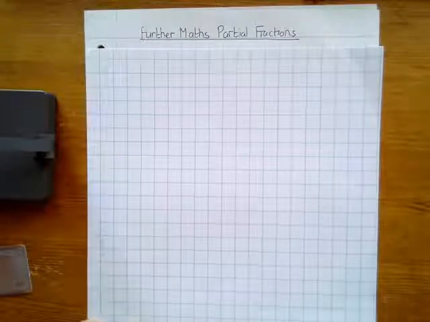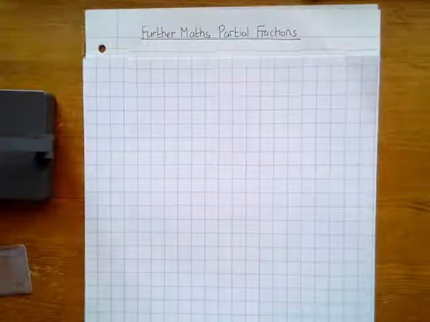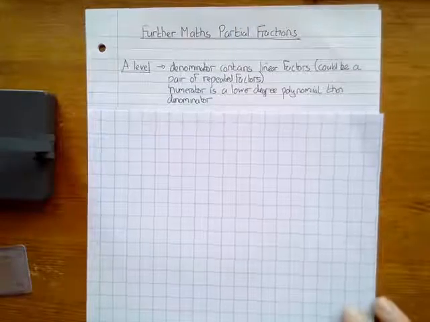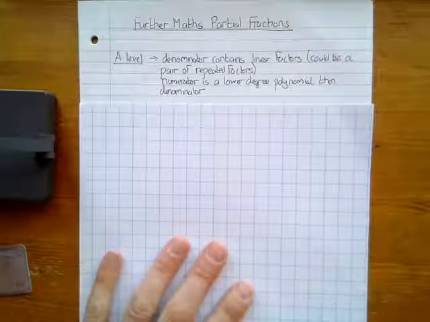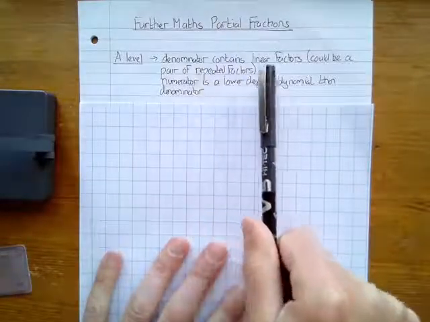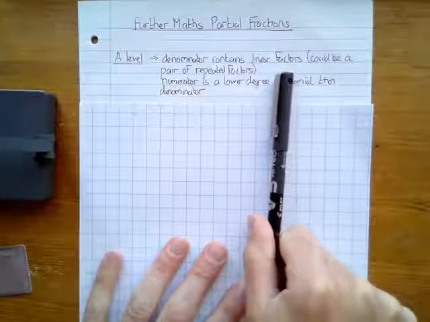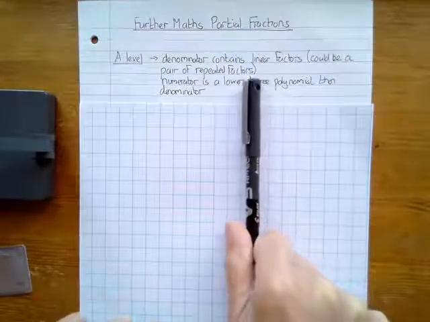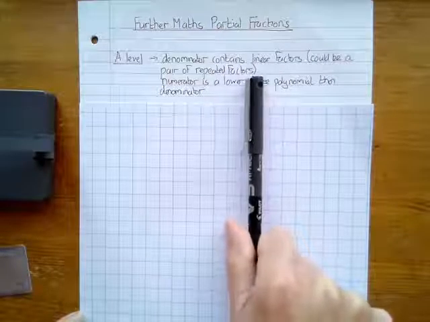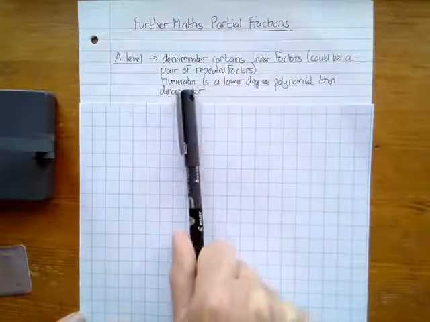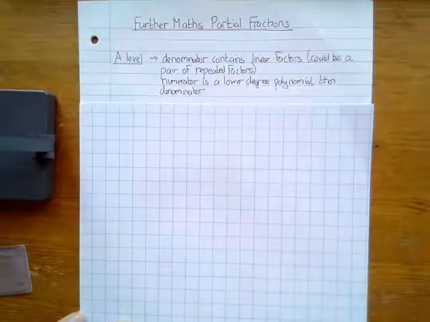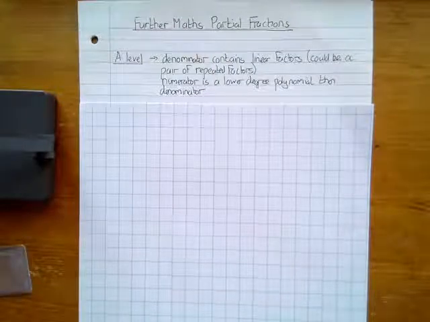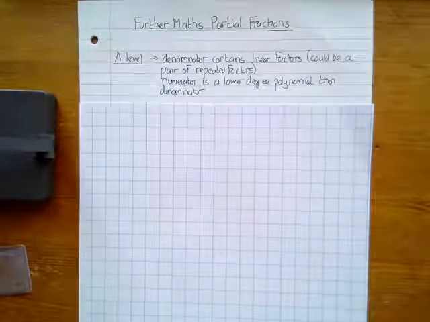So anyway, partial fractions. You will have met partial fractions already at A level. In fact, I think you might have already done the Year 13 partial fraction stuff, which is the following: a denominator containing linear factors, things like x plus 3, x plus 4. There could be a repeated factor, that's Year 13 only, where you get something like x plus 3 squared. But crucially, the numerator is always a lower degree polynomial than the denominator. That makes it a proper partial fraction as opposed to an improper partial fraction, which we're going to have a look at today.